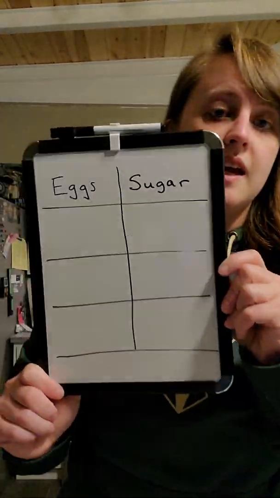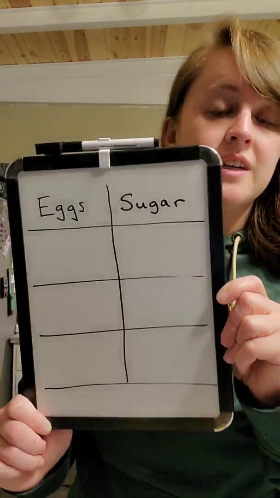And basically what we're going to be doing is looking at the ratio of eggs to sugar when making cookies, because those are two ingredients that you would need for batches.